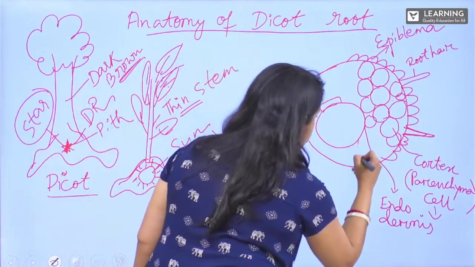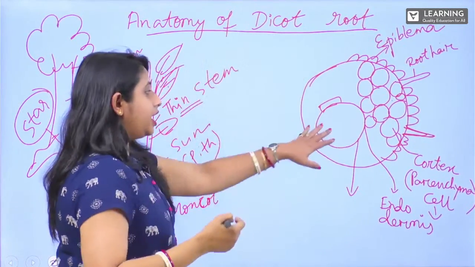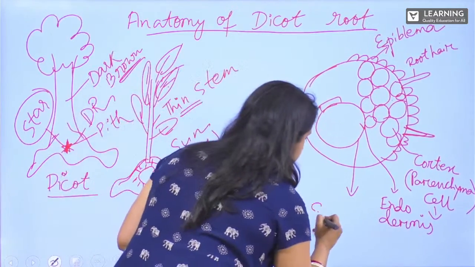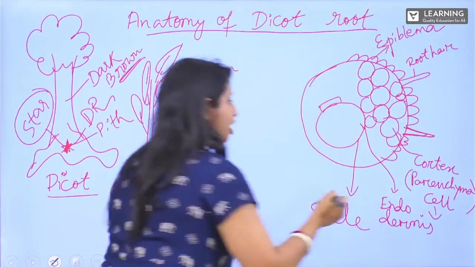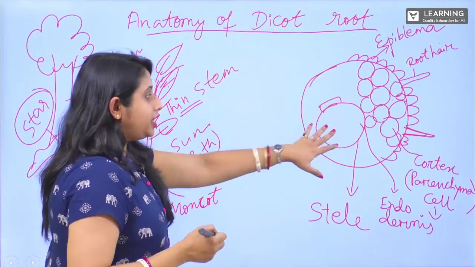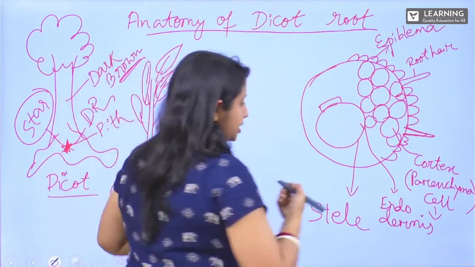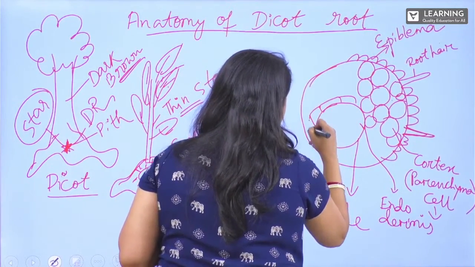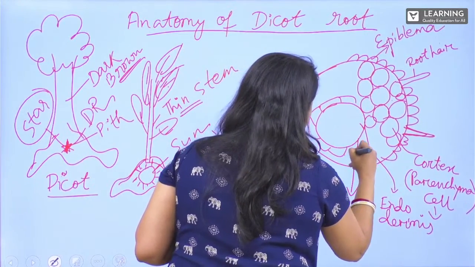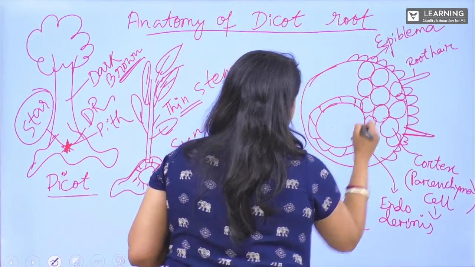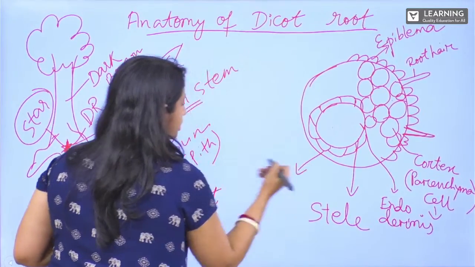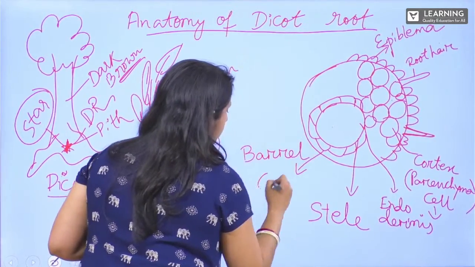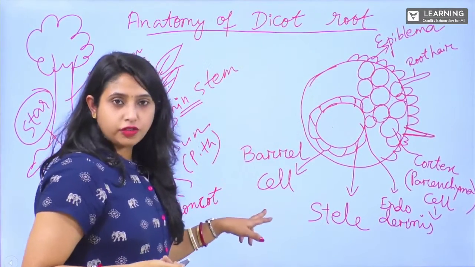So see this portion, everything inside the endodermis, if this is the endodermis, everything inside the endodermis, we call it as stem. Okay, whatever will be present in the endodermis, we call it as stem. So see here there will be another layer, this layer of cells, we call it as barrel cell. Now, what is the function of this barrel cell?